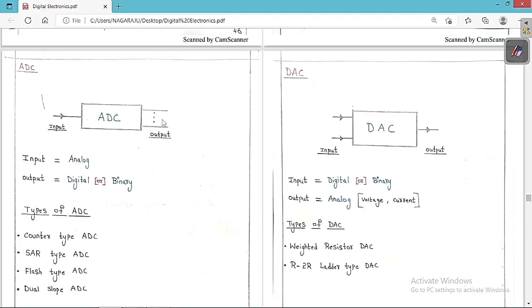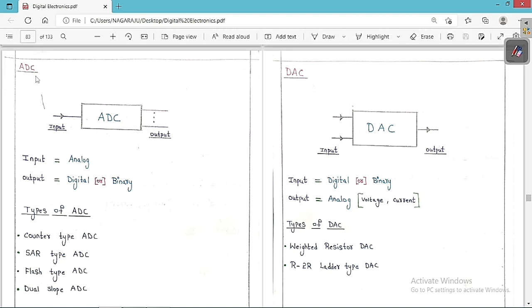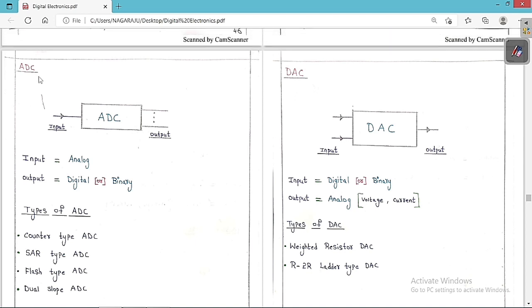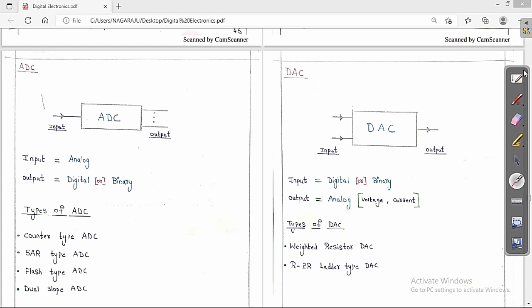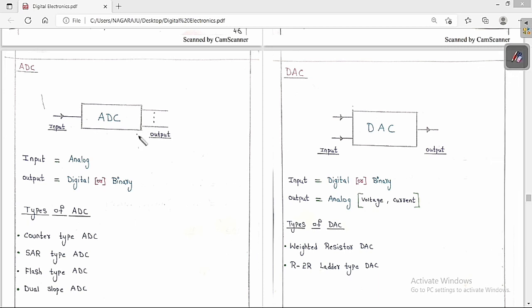So now we are going to discuss the ADC. See, ADC means, listen carefully, what is the meaning of ADC? ADC is also called the analog to digital converter. So basically ADC is called the analog to digital converter. This is a block diagram which is called the ADC.